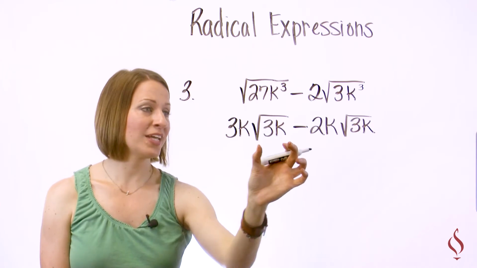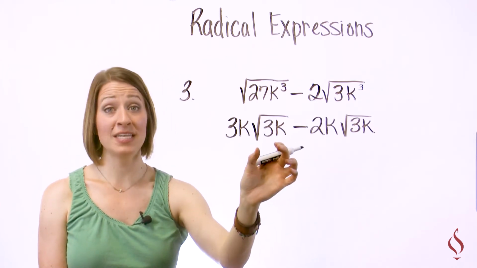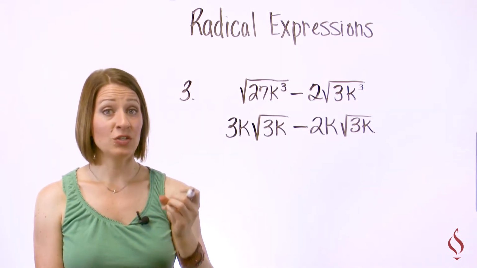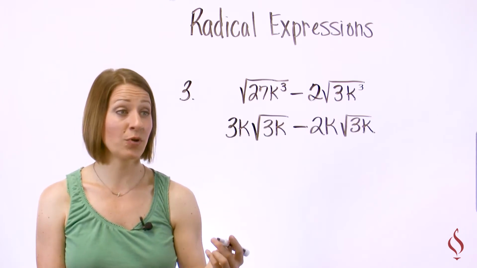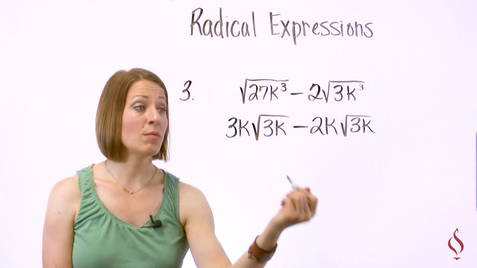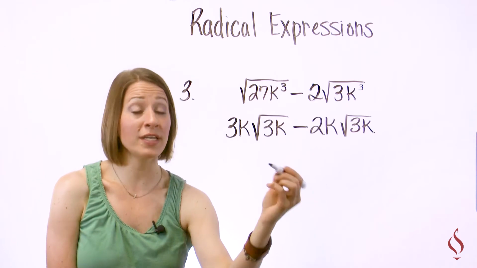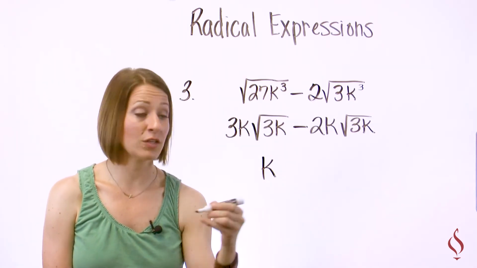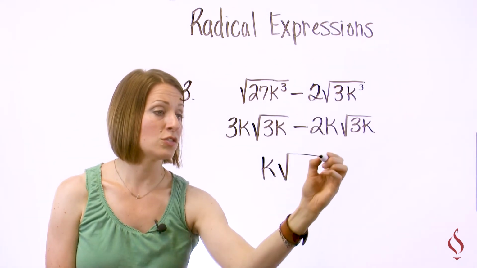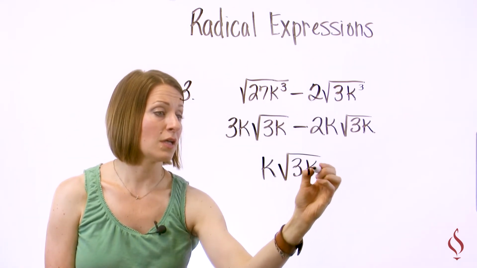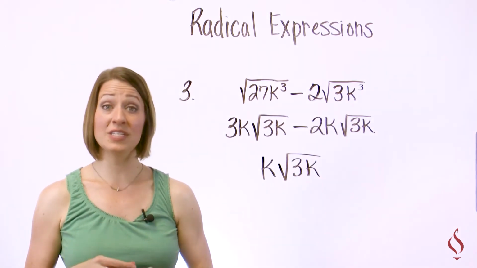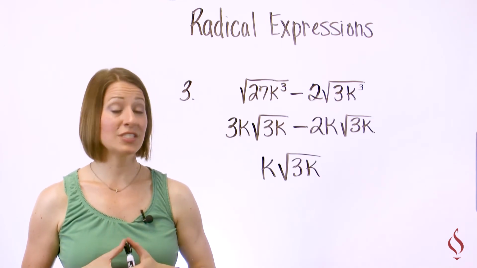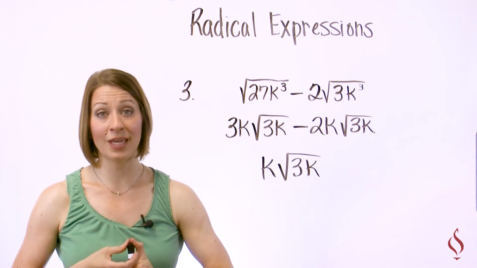The only thing that's important right here is that these radicals are matching. Once they are matching, you can go ahead and perform the subtraction problem. 3k minus 2k is 1k, which really you can just write k, you don't need that coefficient of 1, square roots of 3k. So for this example, your answer is k square roots of 3k.